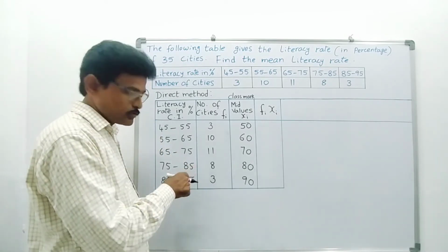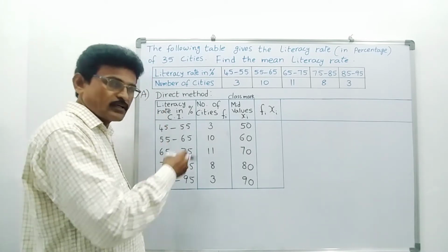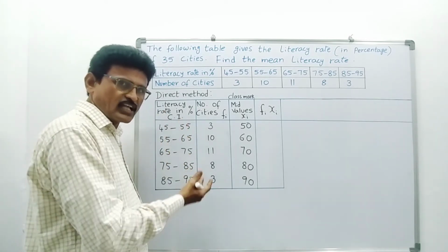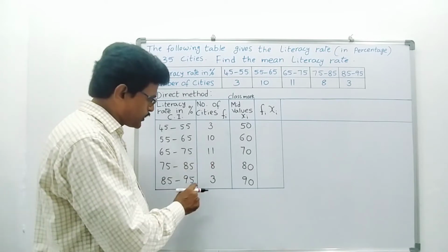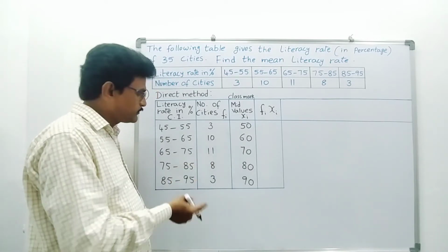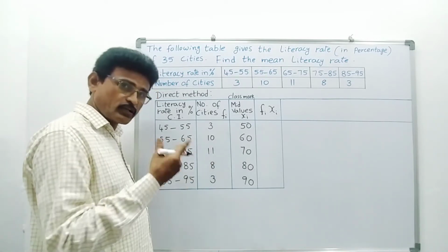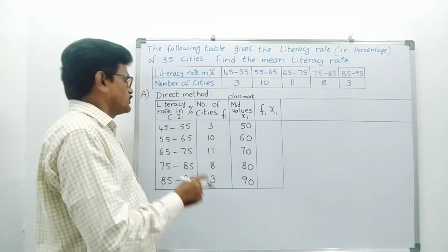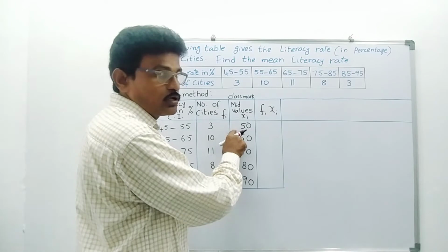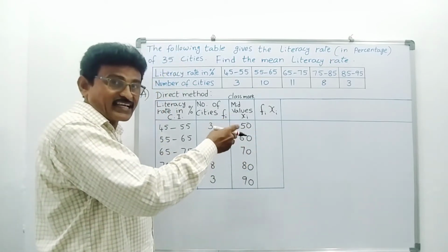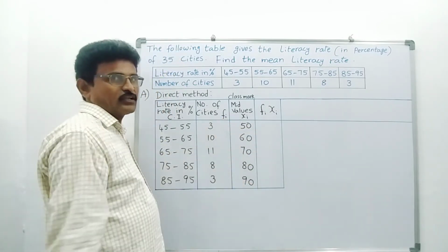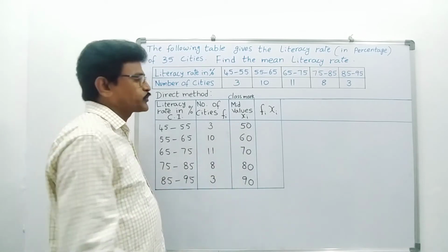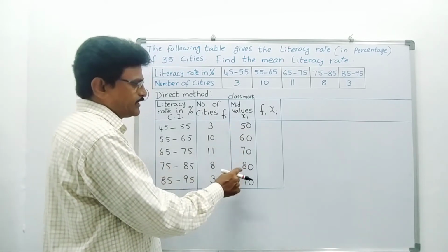Here also, these are called lower boundaries, and these are called upper boundaries. Here also you can find class size. 95 minus 85, you will get 10. 85 minus 75, again you will get 10. So what is the class size here? 10. So if you find the first value, later you add that class size, and you will get those values very fast. So 50, 60, 70, 80, 90.